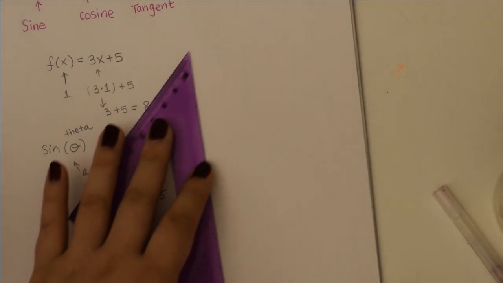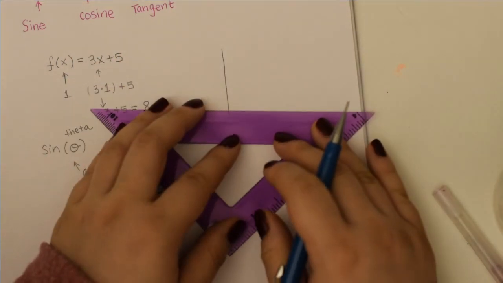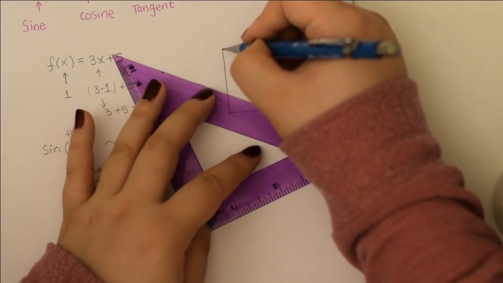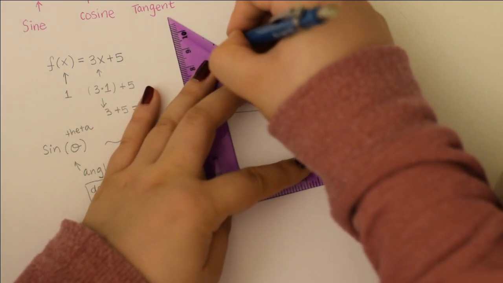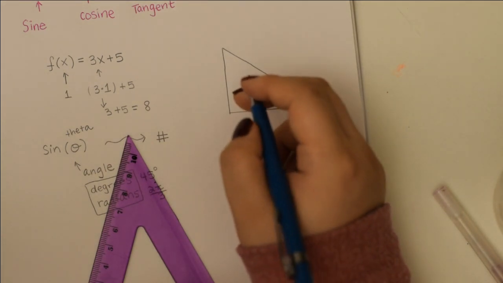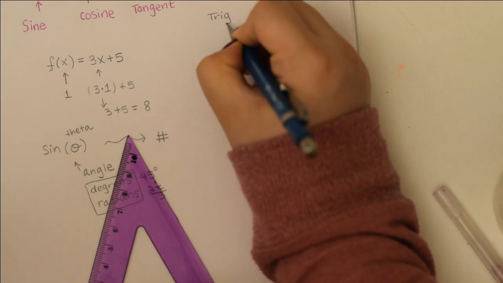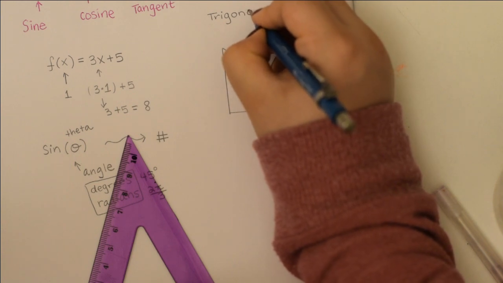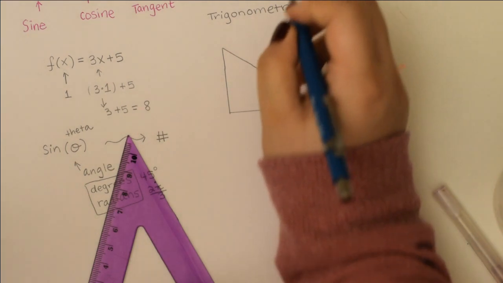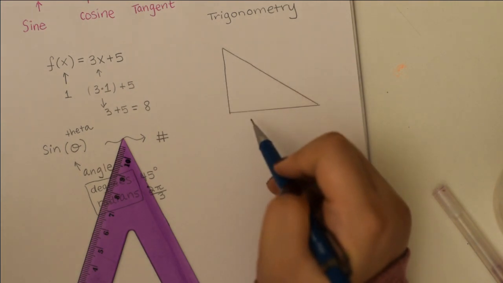Trigonometry is all about studying triangles. The foundation of trigonometry is all about triangles. It's almost like going from geometry to trigonometry, studying triangles.